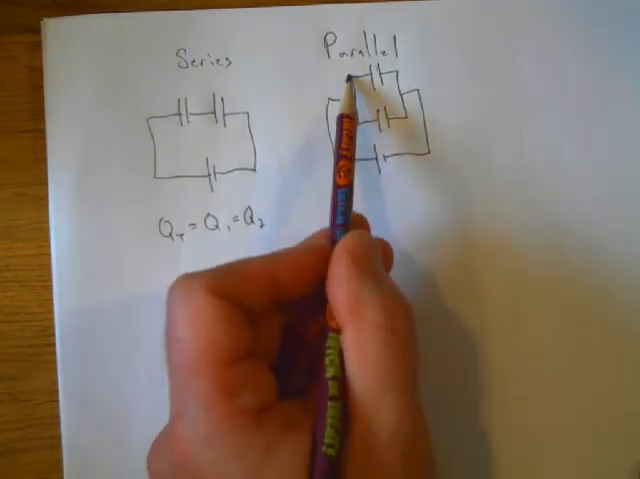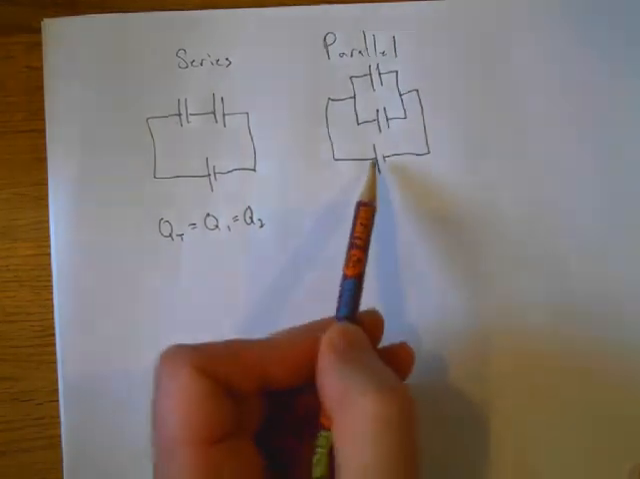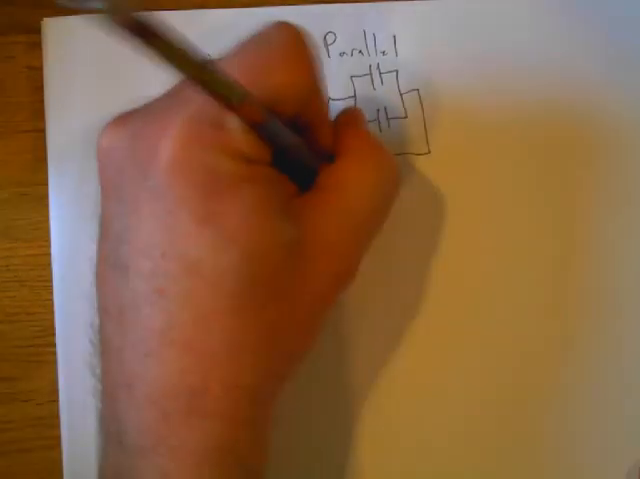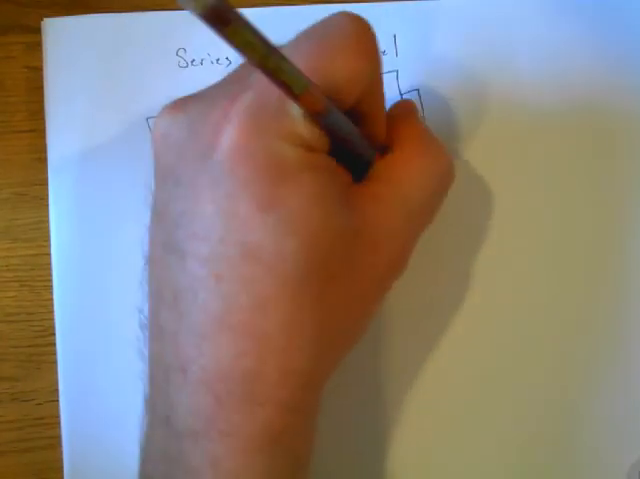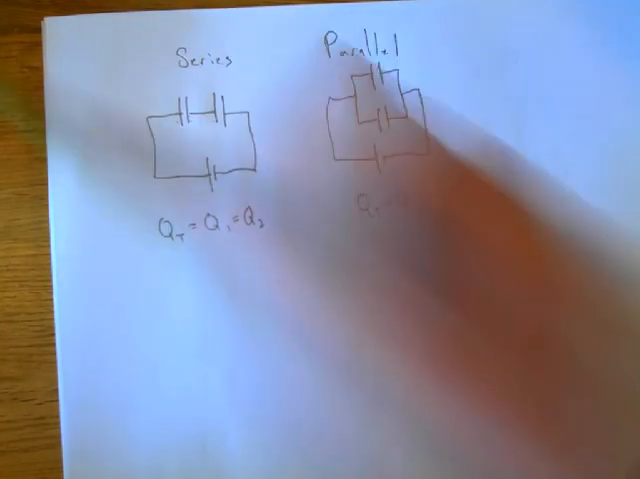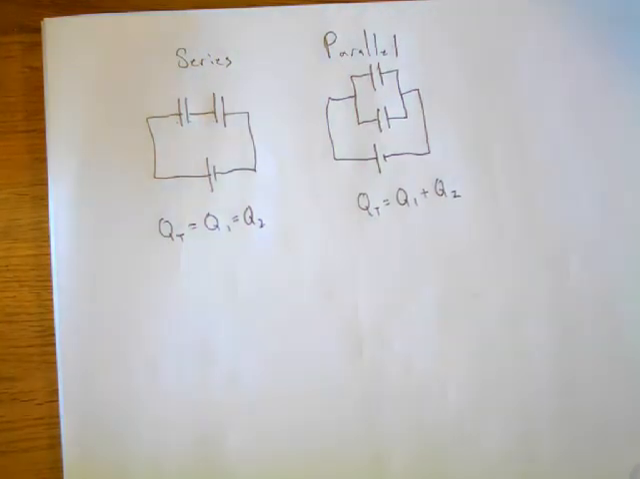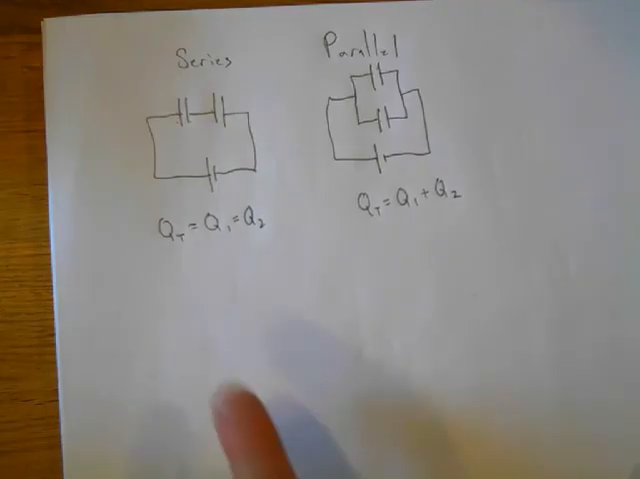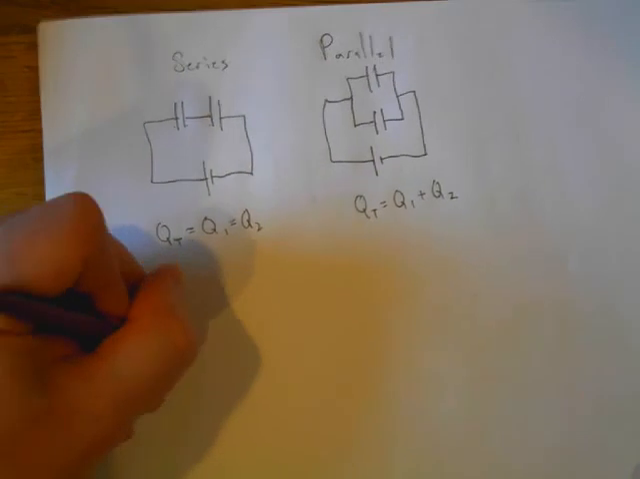Here, if you look, charge gets pushed. When it gets here, some of the charge might get pushed this way, some of it might go this way, which is why whatever charge comes out of the battery is going to be Q1 plus Q2. Very similar to current with resistors.